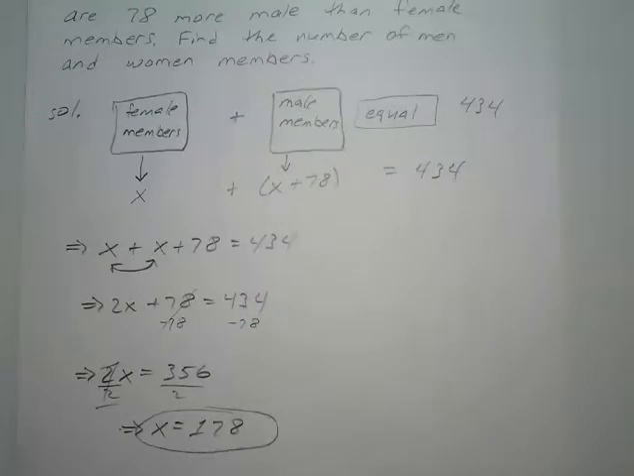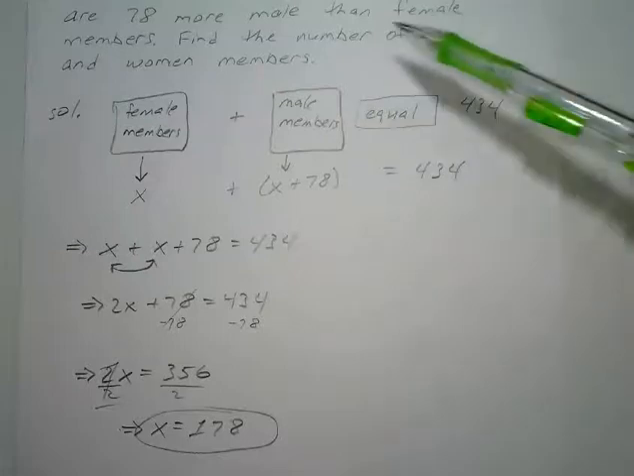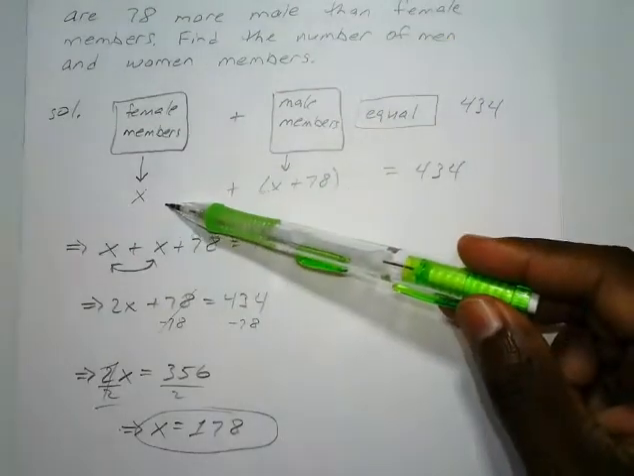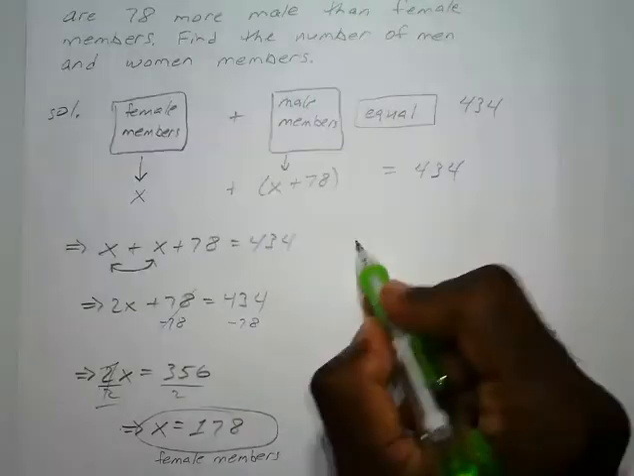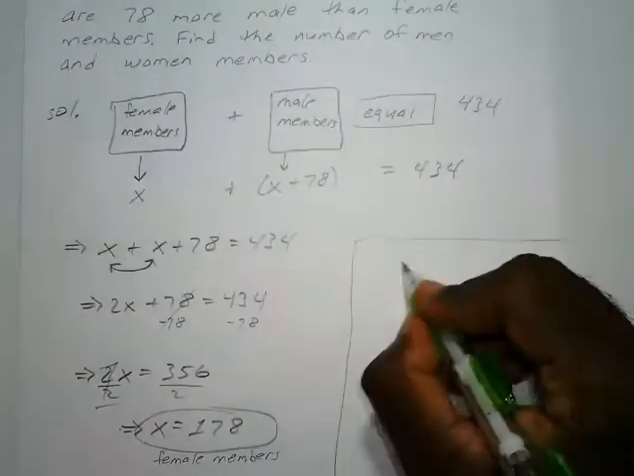So once again, be really careful because they ask us to find the number of men and women. x is just the number of female members. We still have to solve for the number of male members.